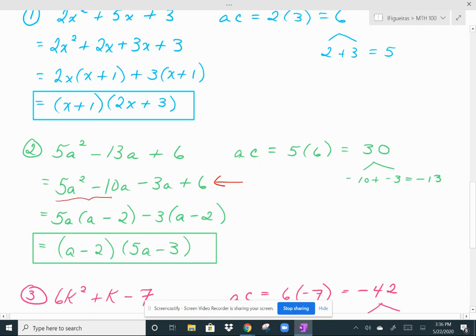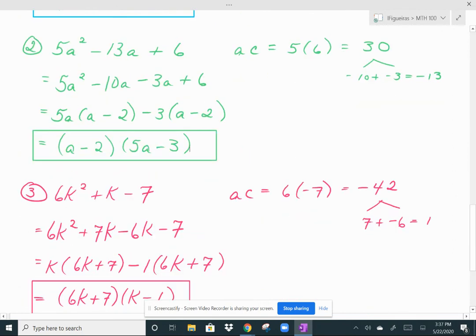Here, the common factor is 5a, leaving me with a minus 2. Here, the common factor is minus 3, leaving me with a minus 2. Notice that if you have a minus out here, you have to change the sign from positive to negative here. All right, so that leaves me with a common binomial of a minus 2. That gets factored out. That goes first. And then you write what's left, which is 5a minus 3. So again, FOIL it out.